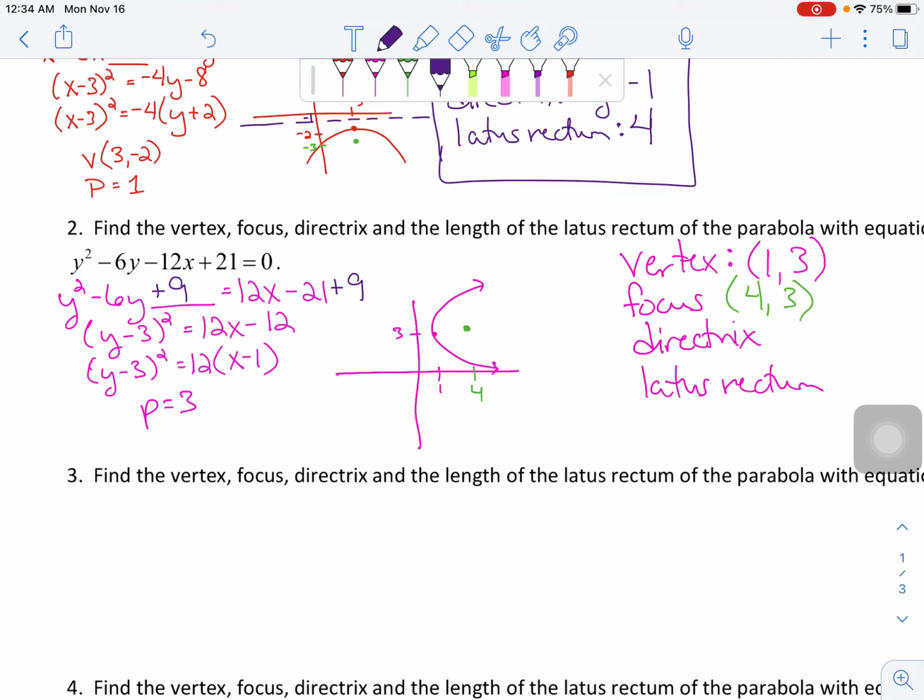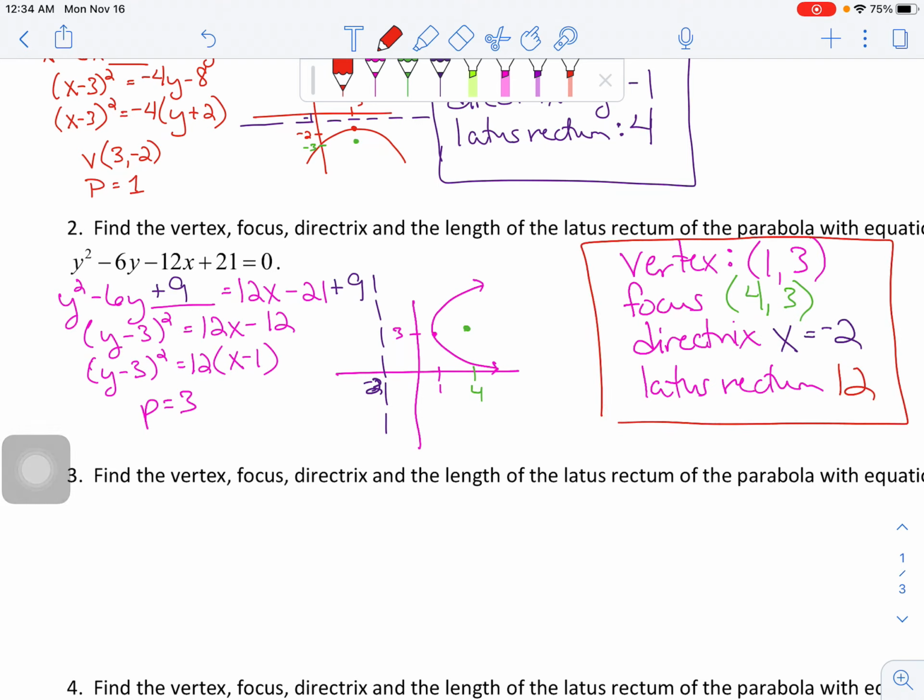All right, my directrix, I need to go 3 units to the left of my vertex point here. So that would be somewhere back over here. 3 units to the left would be, I believe that's negative 2. So let's see, directrix would be x is equal to negative 2. And the length of the latus rectum, take your focal distance, multiply it times 4. And the length of the latus rectum would be 12 there. So anytime you're talking about distances and or a length, those are going to be positive. So just be careful with that.